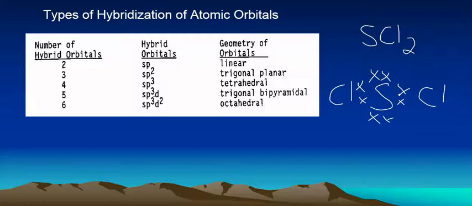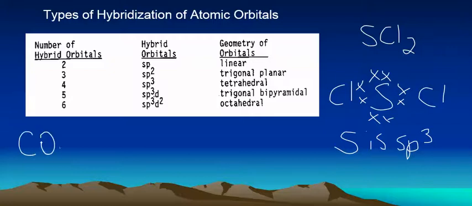If I want to know the hybrid orbital around sulfur, I simply count up the pairs of electrons, and lone pairs do count. So sulfur has 4 pairs of electrons, and so the hybridization around sulfur is sp3. It's as simple as going back to this chart right here.